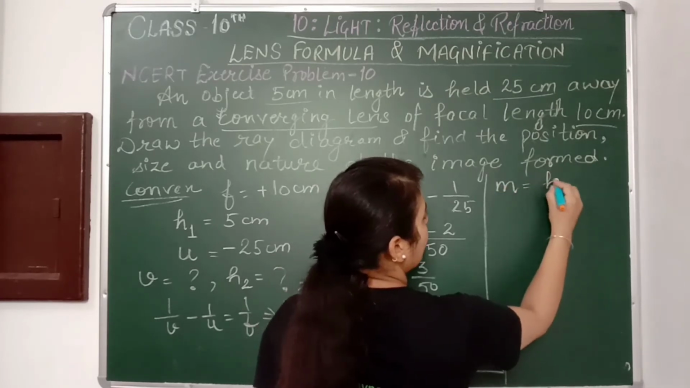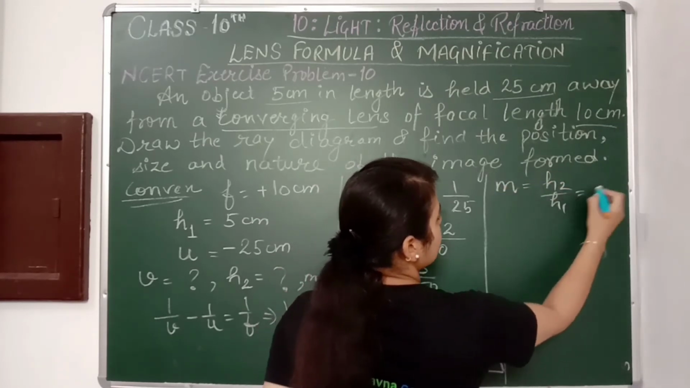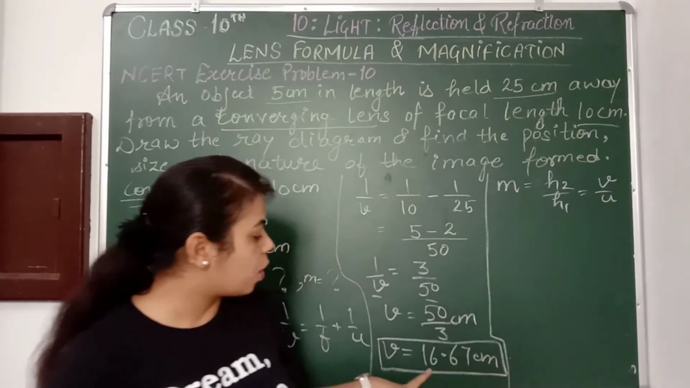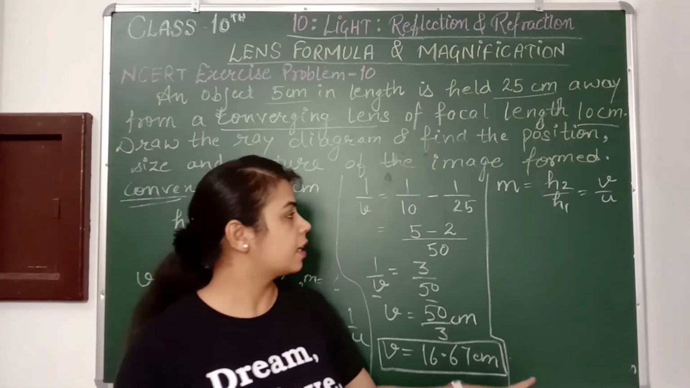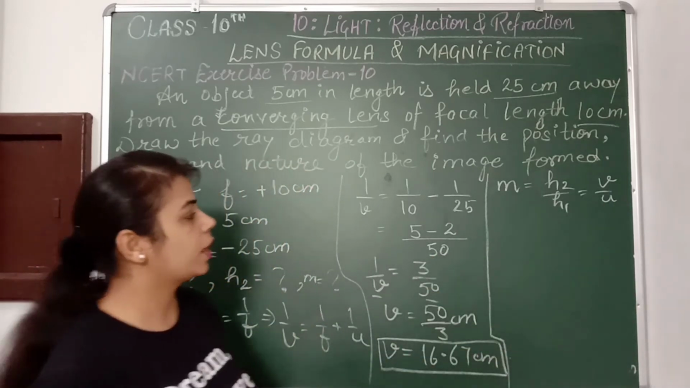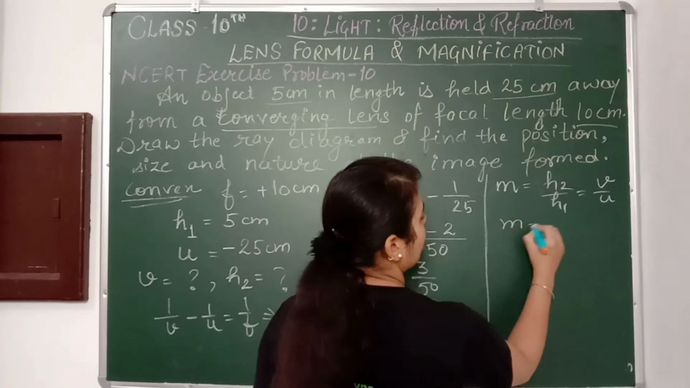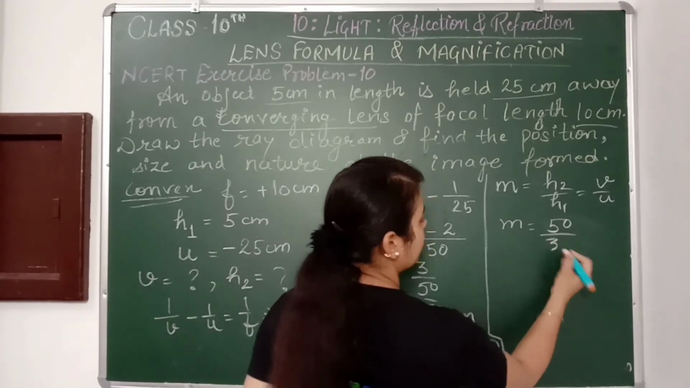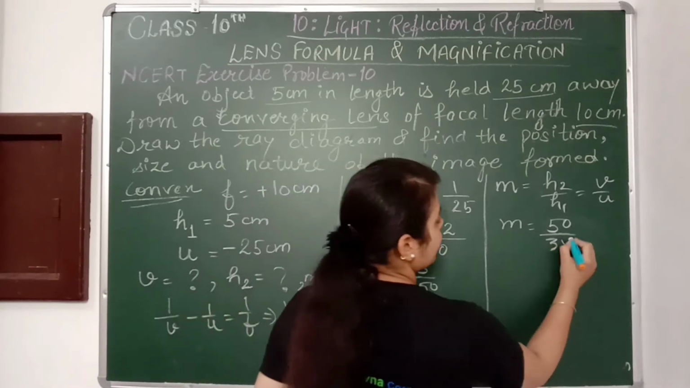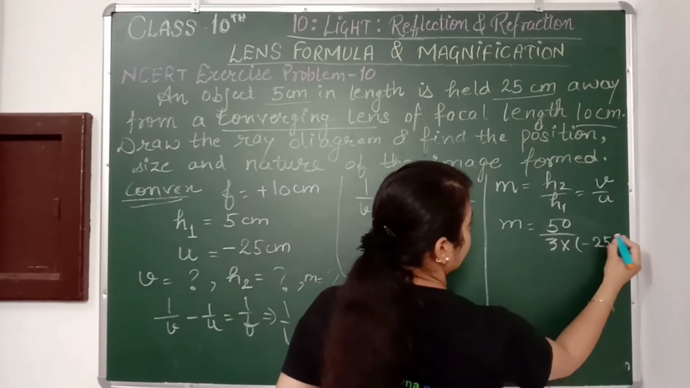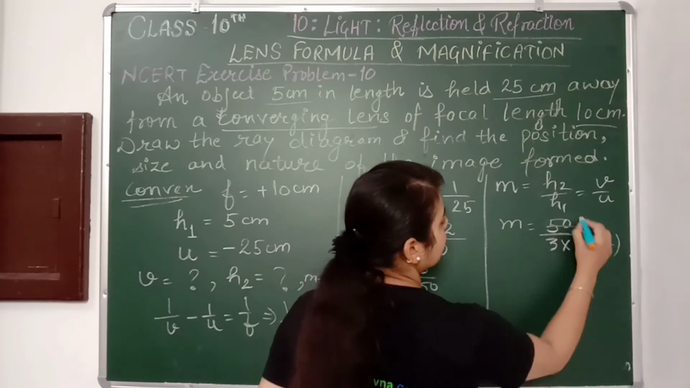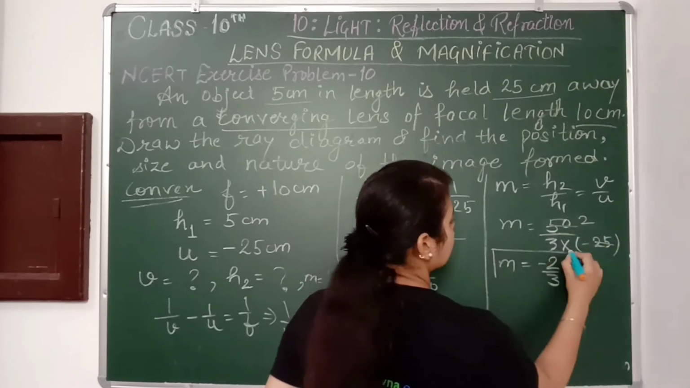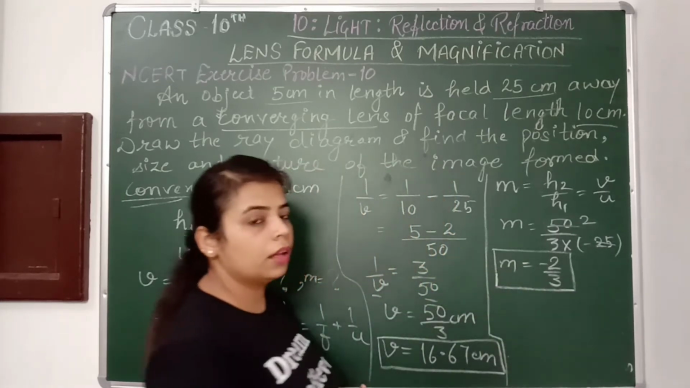Magnification is equal to h2 by h1, which is also equal to v by u. The value of v we have already found, 16.67 centimeter, and u is given minus 25. So magnification will come out to be v 50 by 3. We are putting it in fractions, and u is minus 25. Solving it, we will get minus 2 by 3. This is the magnification, minus 2 by 3.